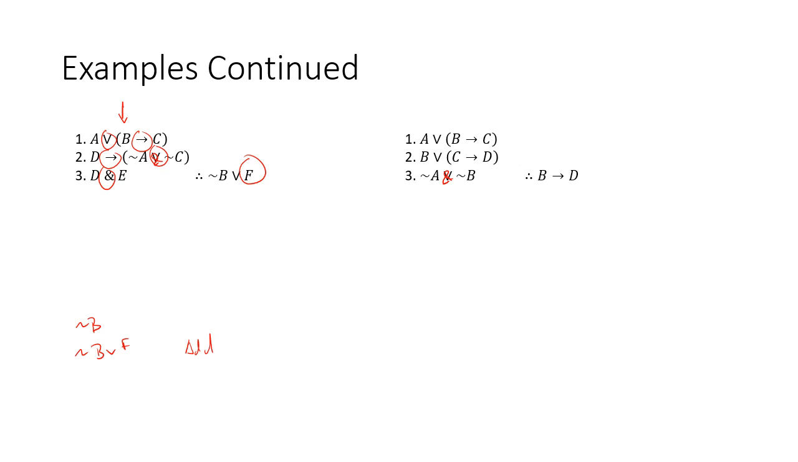So where do we start? Well, one of our premises is a conjunction, so it's always best to start there. In this case, I can break up the conjunction to get D by itself and get E by itself. I only need D, so I'll just do it once. So I'm going to break that up to get D, and then D is going to help me to break up premise 2. So 2 is D arrow a bunch of stuff.